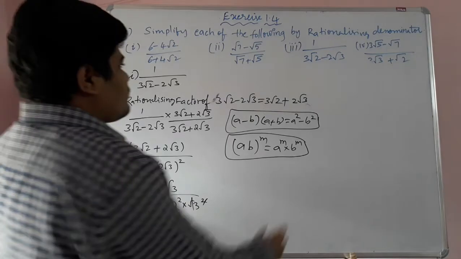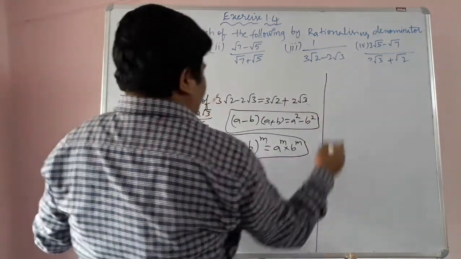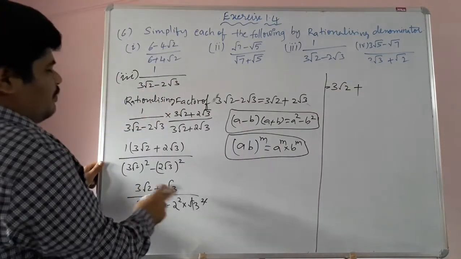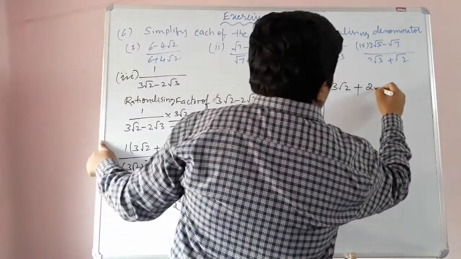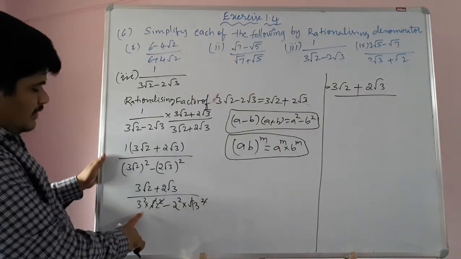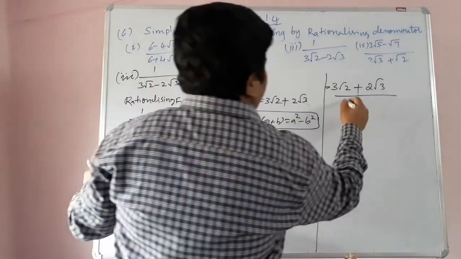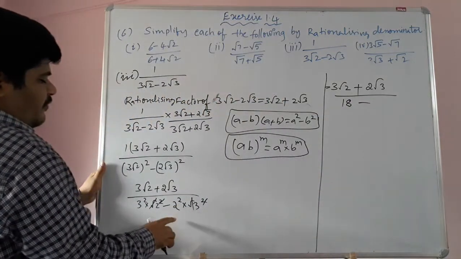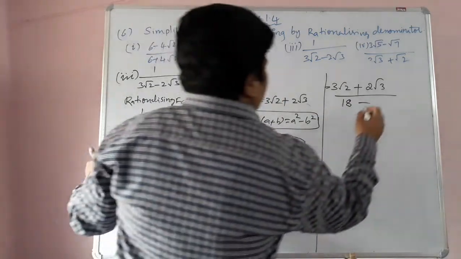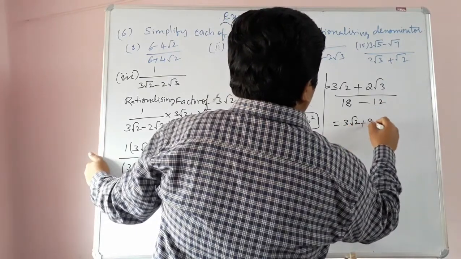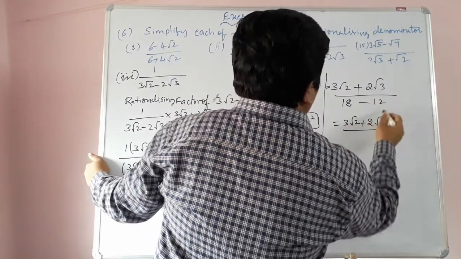Okay, now what will be the next step? 3 root 2 plus 2 root 3 by 3 square is what? 9. 9 2s are 18, minus 2 square is 4. 4 3s are 12. 18 minus 12. So students, we will get 3 root 2 plus 2 root 3 by 18 minus 12, which is what?